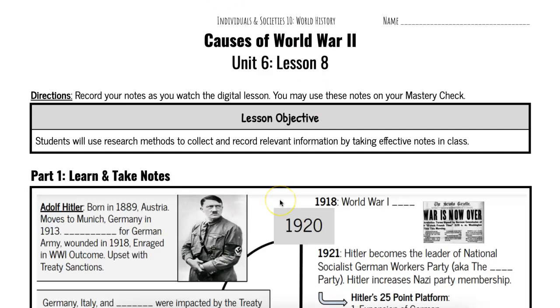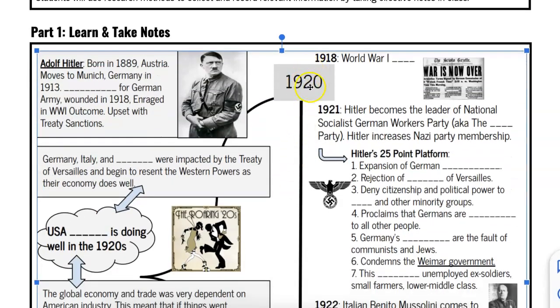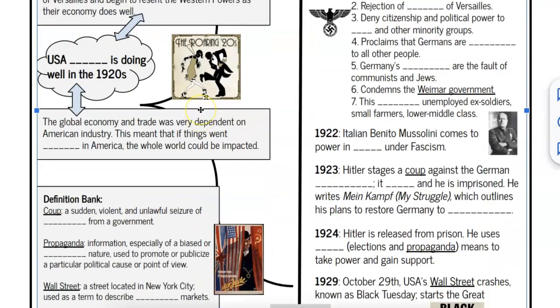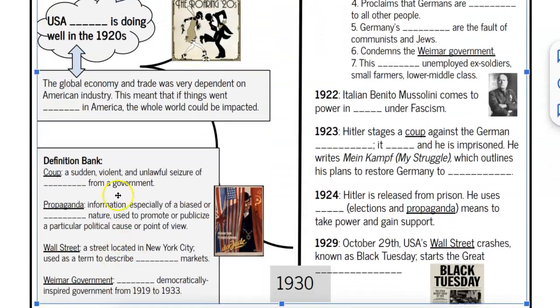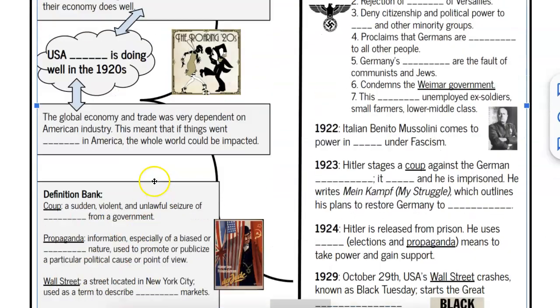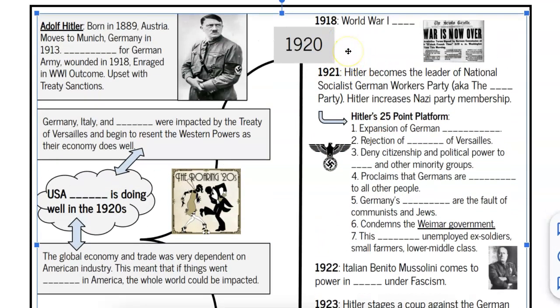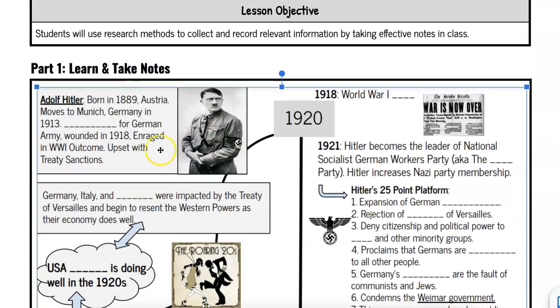In this video, we're going to be learning about some of the causes of World War II. On this front page, you'll see a vertical timeline that starts with the year 1920 and goes until the year 1930. On the left-hand side, you're going to see some general trends and then a definition bank. And then on the right, you'll see a more traditional timeline format.